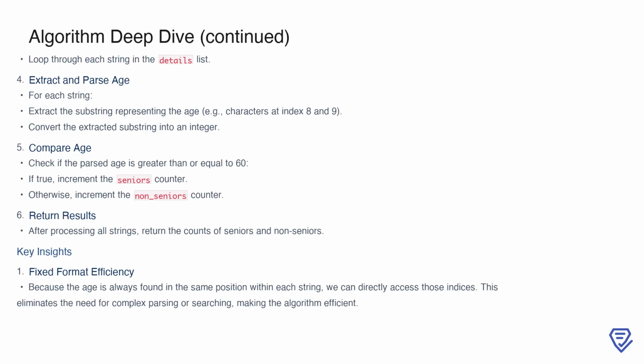Once the age is converted, we check whether it is 60 or greater. If it is, we increment the seniors counter by 1. If the age is less than 60, we increment the non-seniors counter instead. This approach ensures that each person is categorized correctly. Finally, after processing all the strings, we return the counts of seniors and non-seniors as the result.